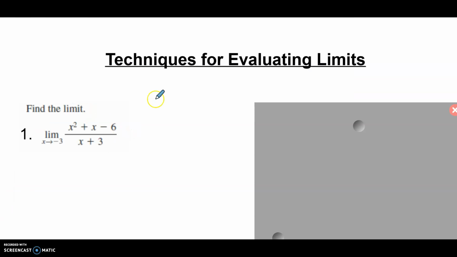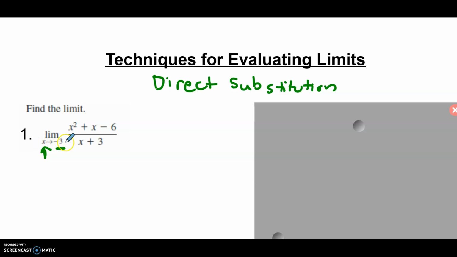So now we're moving on to techniques, which is the major piece of this lesson. And we're going to have 2 videos, just so you're aware. The techniques for evaluating limits. Well, we just said the basic technique is direct substitution. So if I'm doing direct substitution, the variable's x, and x approaches -3. So anywhere I see x, I'm going to replace it with that value that it's approaching.